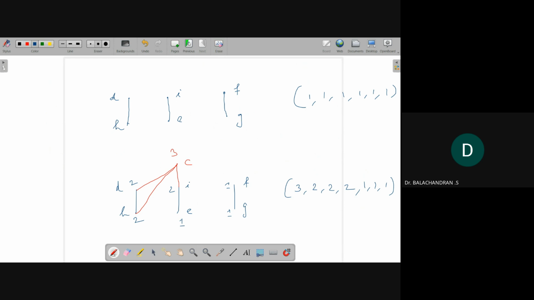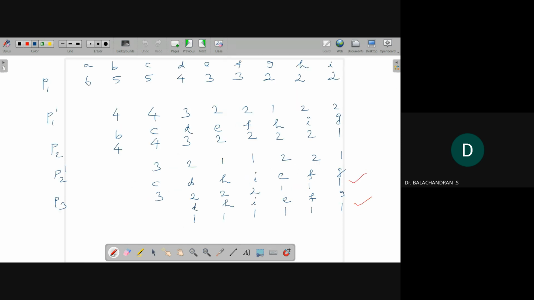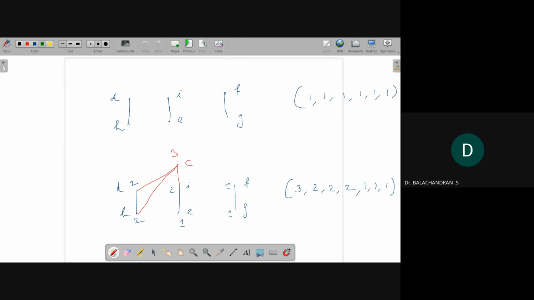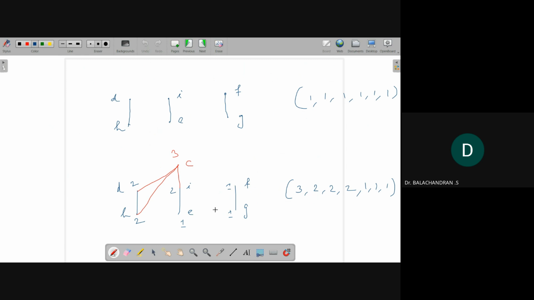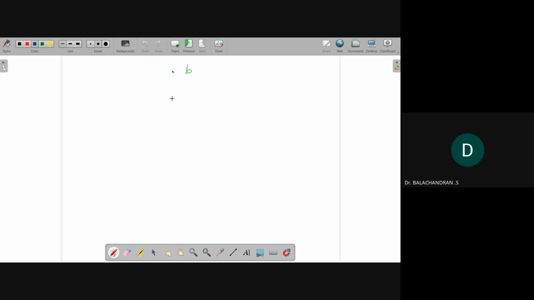Next, I should take P2. Here, what is the new vertex? B. Remaining everything is the same. So again, I should draw a new graph. Maybe here I'll do it. Here I'll put B. The remaining part I will just copy from here. This is C.